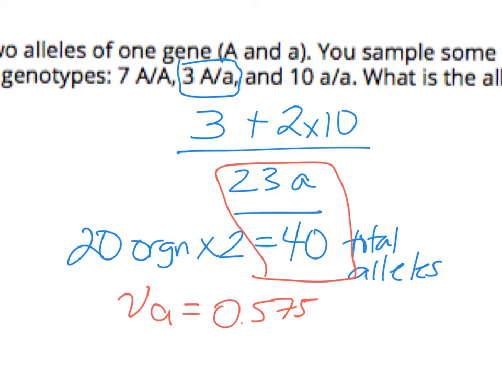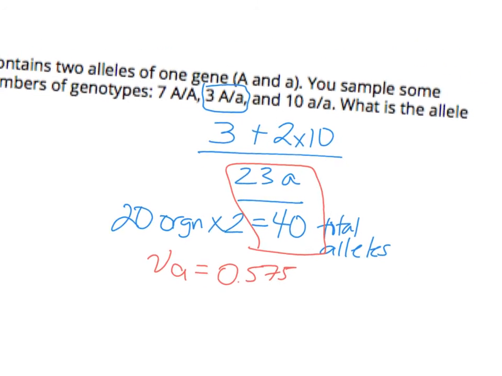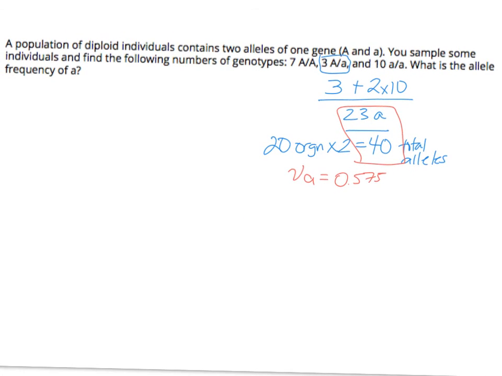Okay. So that was the first question. Any questions about that? Just tallying how many little a's. And that's why it's important for me to tell you in this question, which we usually will, that we're dealing with diploid individuals. Because if I don't tell you how many alleles every individual is going to have, you don't know how many alleles there are in the population you're looking at. Okay.